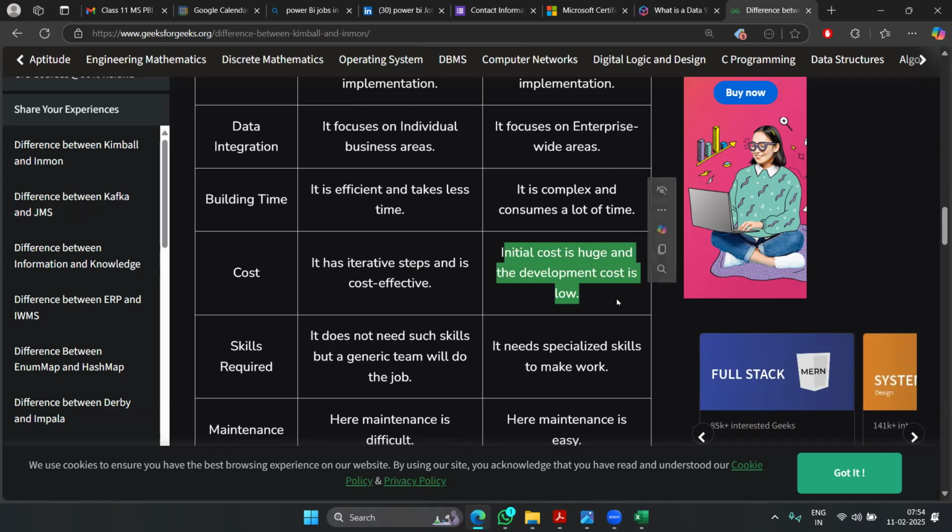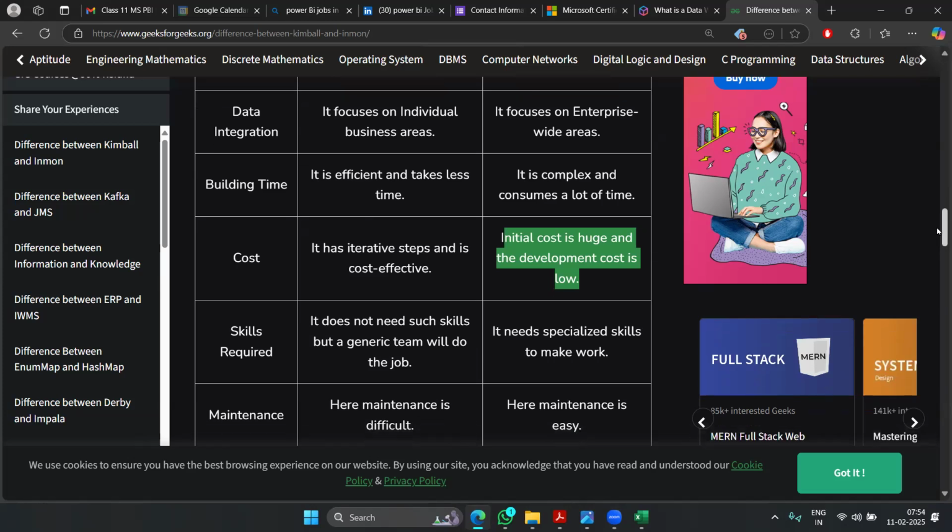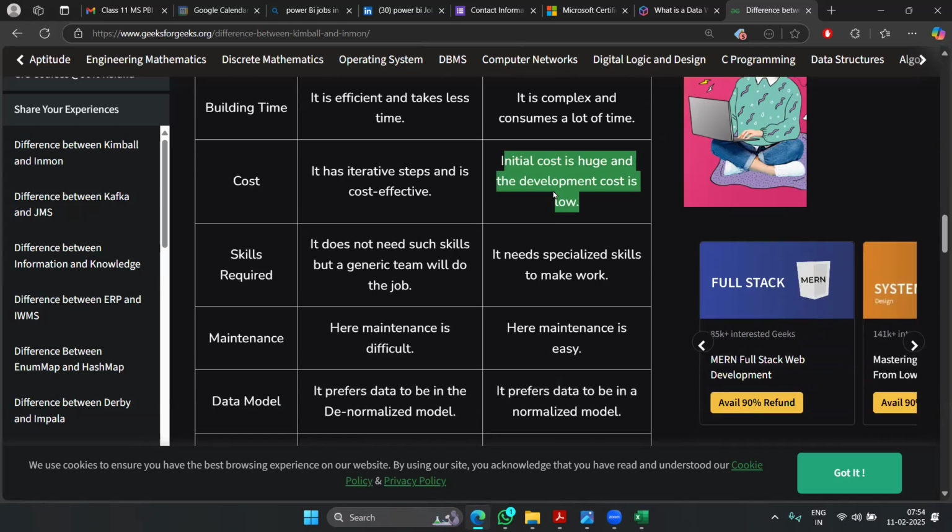See here, I want you all to capture this point; I am stressing this point. The reason is that the initial cost is high because we need to get everyone in one place, but the development cost is low because we have finalized our plan and everything is in one place, and we are even going to remove the data redundancies, right? It does not need such a skill, a generic team will do the job. It needs a specialized skill to make it work.